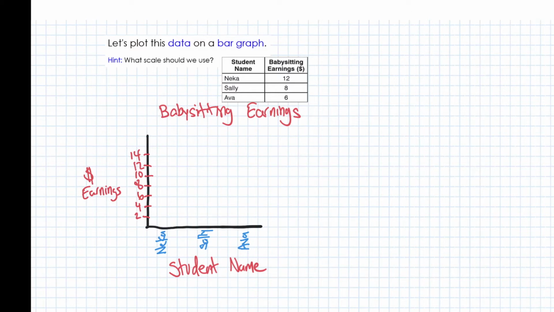Nika has $12. So my program does not have a ruler, so please be patient. Sally has $8 and Ava has $6. Okay, let's go on to the next slide.